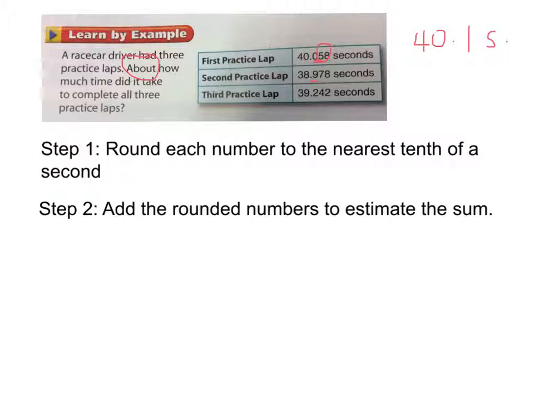I need to look at, Sonal? The hundredths. Good. What number is in the hundredths place here? 7. Does 7 round up or down? Down. Up, right? 7 is greater than 5, so it rounds up. Now, 38 and 978 thousandths. How could I round that to the nearest tenth? What will it be, Vienna?